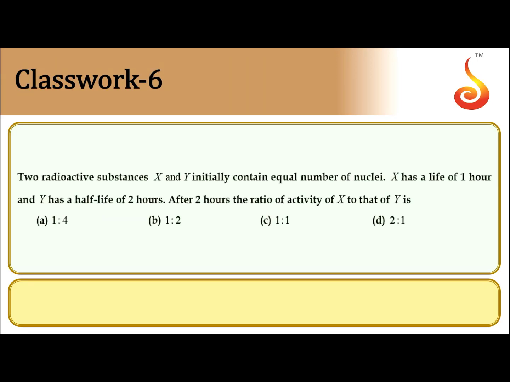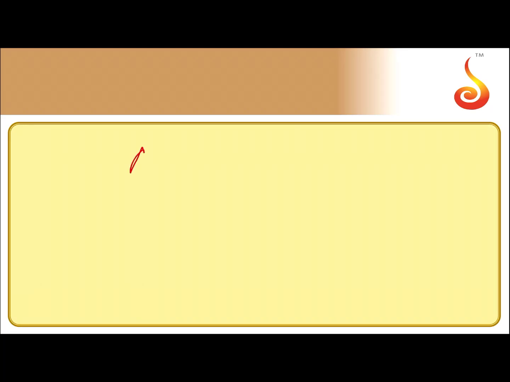Example 6. Two radioactive substances X and Y initially contain equal number of nuclei. X has a half-life of 1 hour, and Y has a half-life of 2 hours. After 2 hours, the ratio of activity of X to that of Y is? Activity can be written as A naught divided by 2 to the power of n, where n is the number of half-lives.